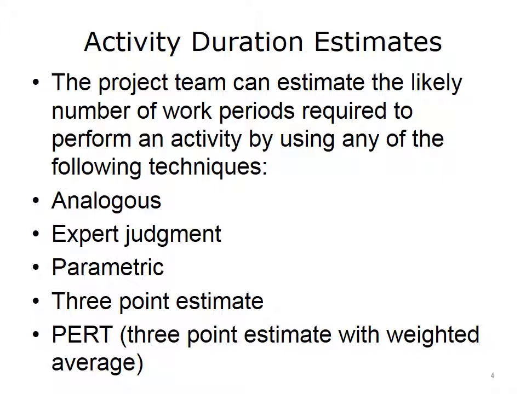A PERT estimate is a type of 3-point estimate that uses a weighted average estimate, 4 times the average estimate. While it has advantages, such as more precise scheduling and control, it is a more complex and costly method to estimate durations. Formula: T equals O plus 4M plus P divided by 6.